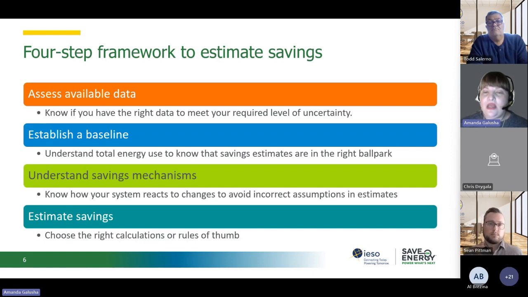The second step is to establish a baseline to understand total energy use and have better ability to identify errors. The third step is to identify and understand the various savings mechanisms of your system. It's important to think about how your system might react to changes to avoid incorrect assumptions or missed opportunities. And then finally, the final step is to estimate savings, selecting the right calculations, the right rules of thumb based on what you've learned in those previous steps.